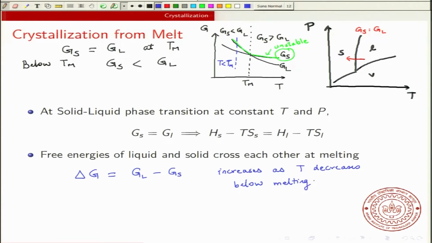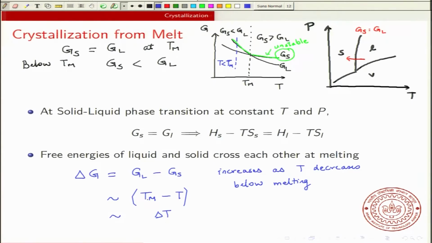Okay. So as you take T lower and lower, it becomes smaller and smaller, and in fact you can say that this delta G will go as Tm minus T. So as T becomes smaller, delta G will keep increasing. It's an increasing function of how much lower than melting you are. So this is the temperature below the melting.